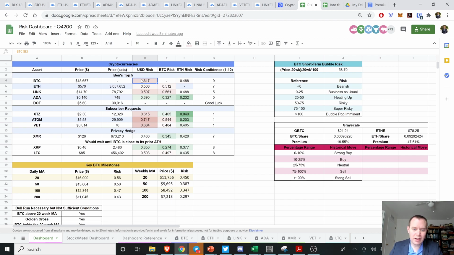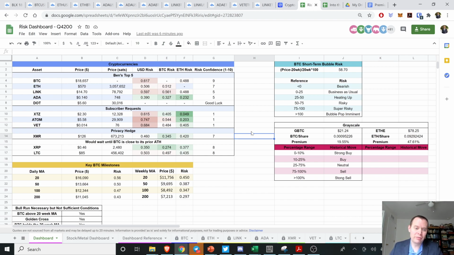And if you look over here, you might say, oh, well, I could sell my Bitcoin to Ethereum as well. And you could. But note that the USD risk is higher than the Ethereum risk. So theoretically speaking, it makes more sense to sell Bitcoin to USD than Ethereum at these risk levels according to a moderate risk tolerance approach. If you want to be more aggressive, that's completely fine.